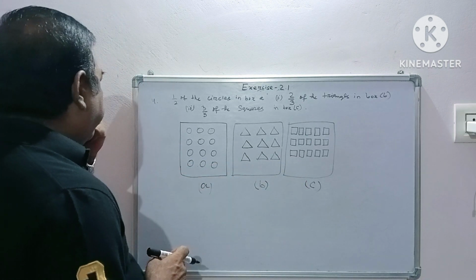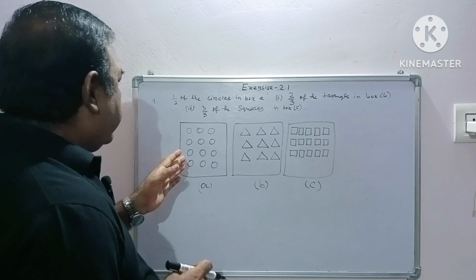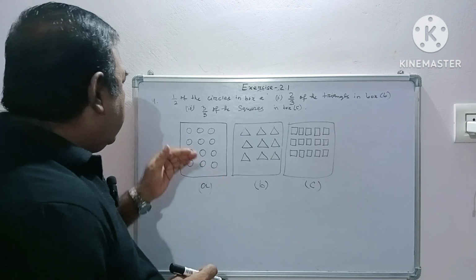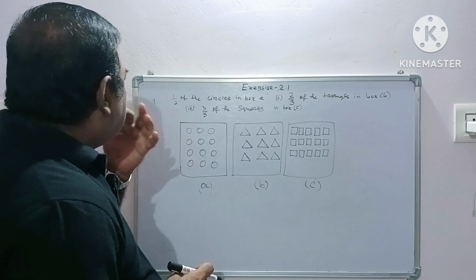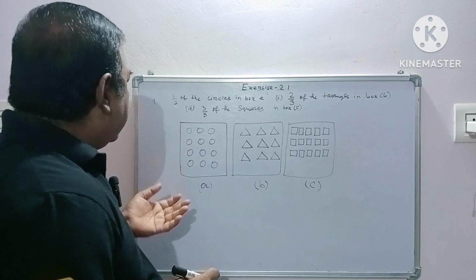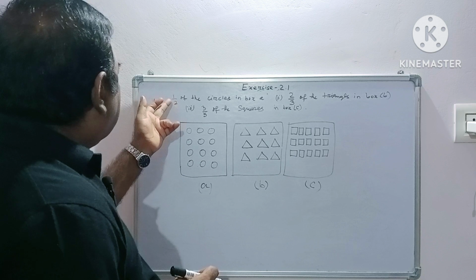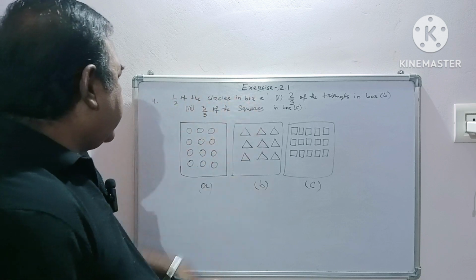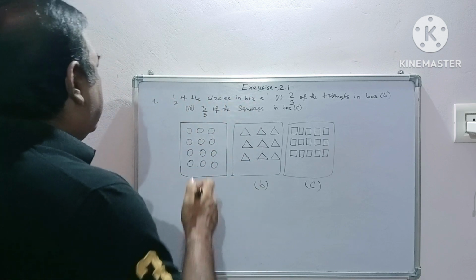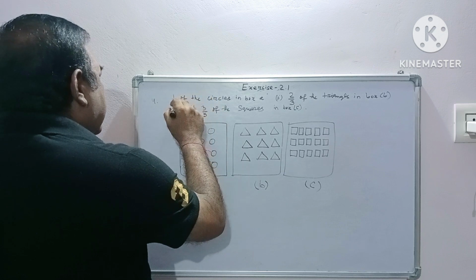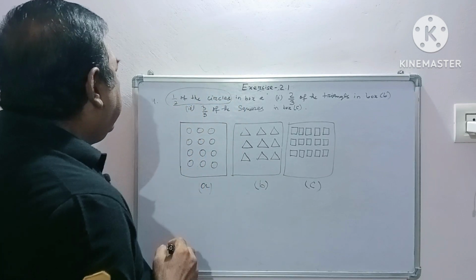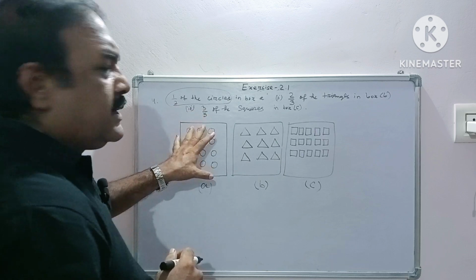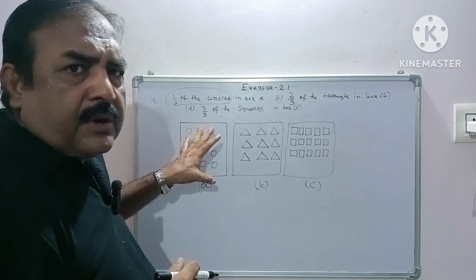So you see, we have to blacken the pictures here, 1 by 2 of the circles in box A. So this is box A. So how many circles? Now 1 by 2 of the circles. So we have to divide the circles present in box A.